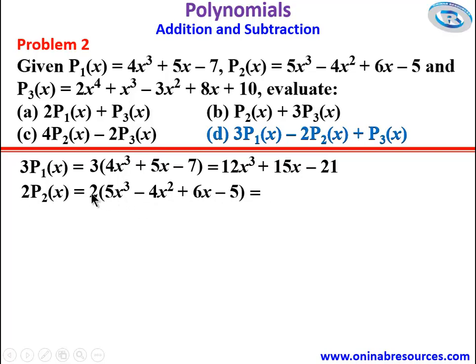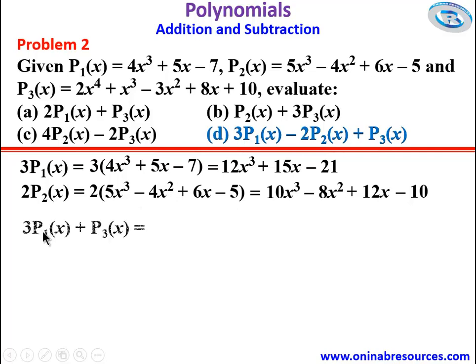minus 5. 2 times 5x³ gives 10x³. 2 times negative 4x² gives negative 8x². 2 times 6x gives 12x. And 2 times negative 5 gives negative 10. Then we said we are going to rearrange.